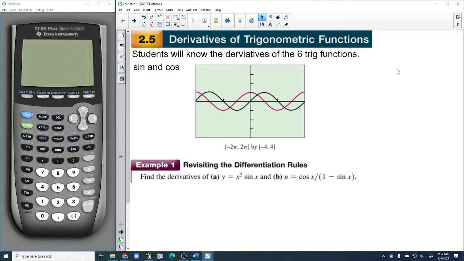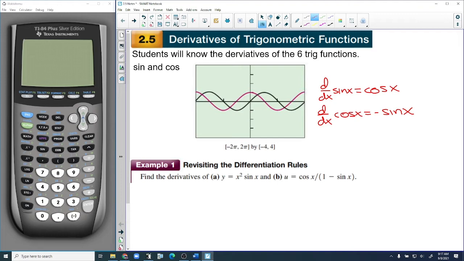2.5, derivatives of trigonometric functions. Well, we looked at the graph. We did this already, kind of did it early. So the derivative of sine is cosine, and the derivative of cosine, we said, is negative sine. Right, it's almost sine. Not quite, it's just upside down.